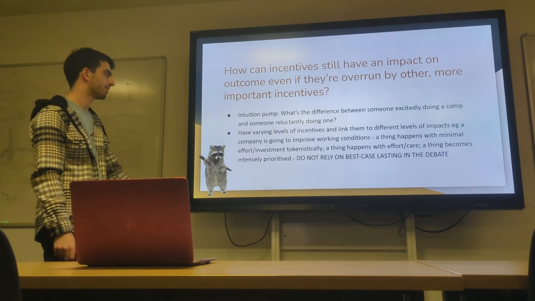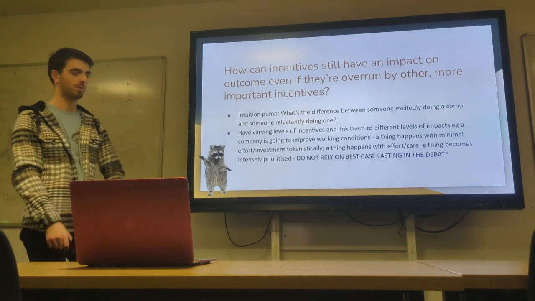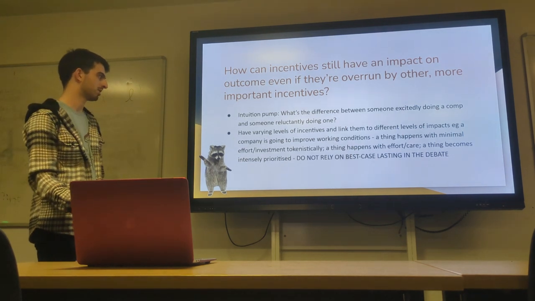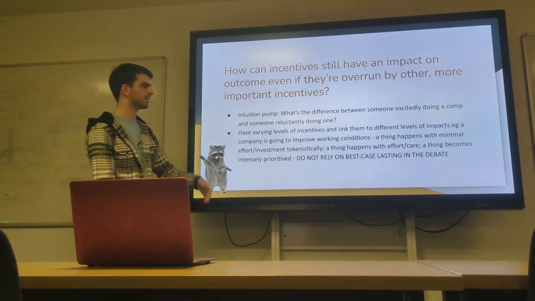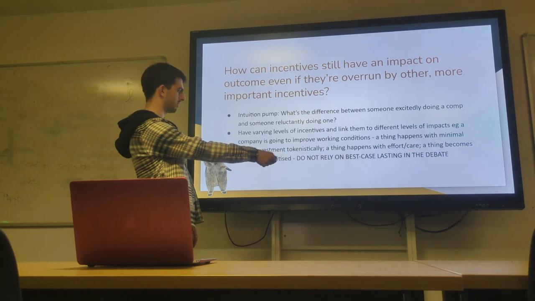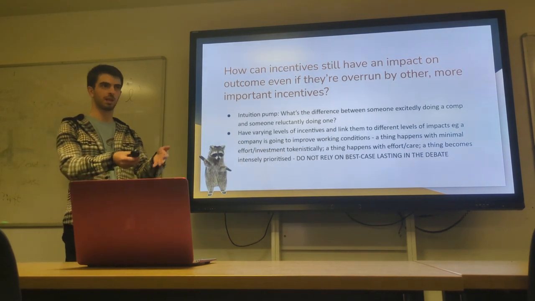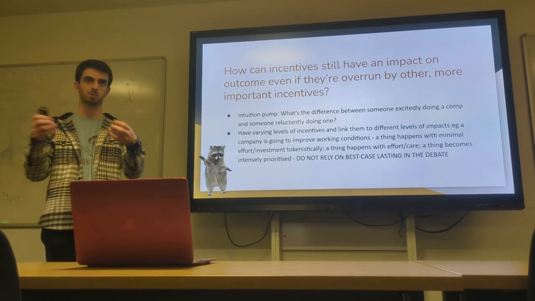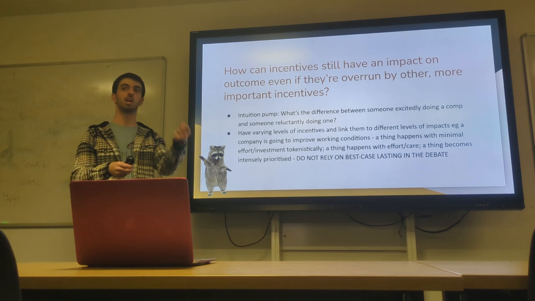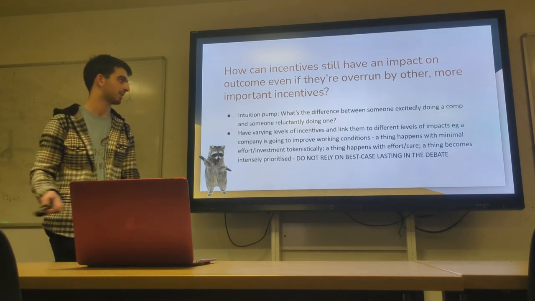So have varying levels of incentives, link them to different levels of impacts, right? So if your impact is a company's going to improve working conditions, then there's a difference in terms of why they're doing that, right? Is it that they're going to do it very minimally, very tokenistically? In which case, that's going to be the worst case of your argument, but you still want to impact that out properly, because then if that's what your argument is reduced to and that's all you're left with, you have something as opposed to nothing. Whereas if you only impact the best case, you have nothing and that gets taken out.